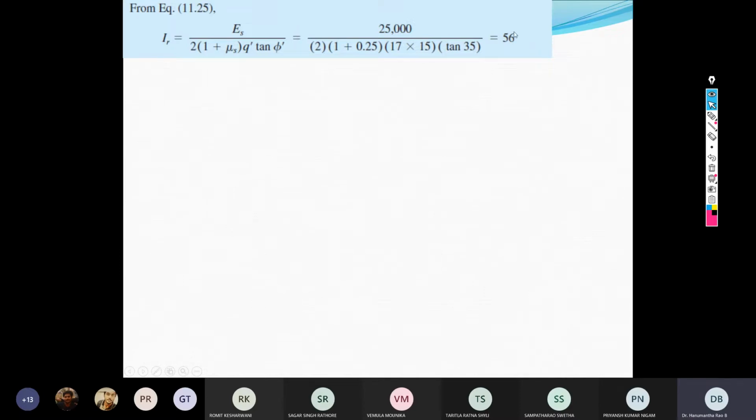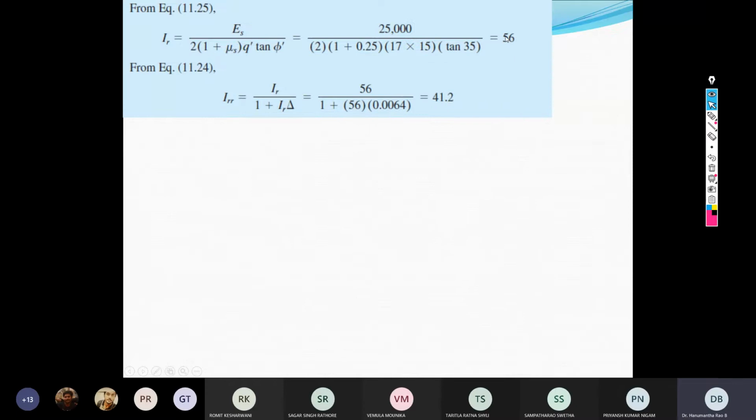So what we get is 56. The next step is IRR, the reduced rigidity index, which is nothing but IR by 1 plus IR into delta. So that is 56 by 1 plus 56 into 0.0064. So the reduced rigidity index can be calculated as 41.2.